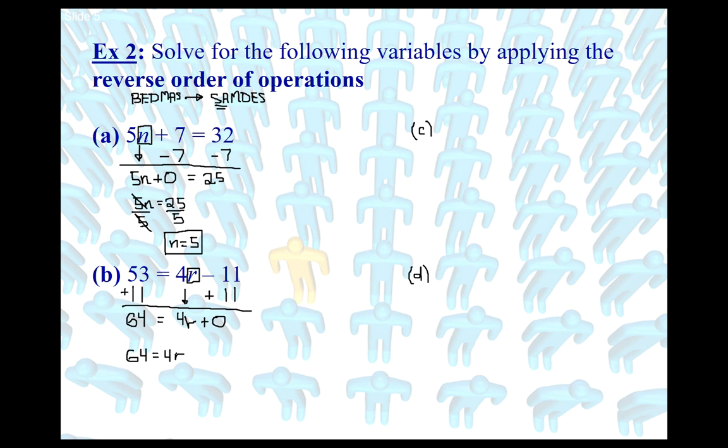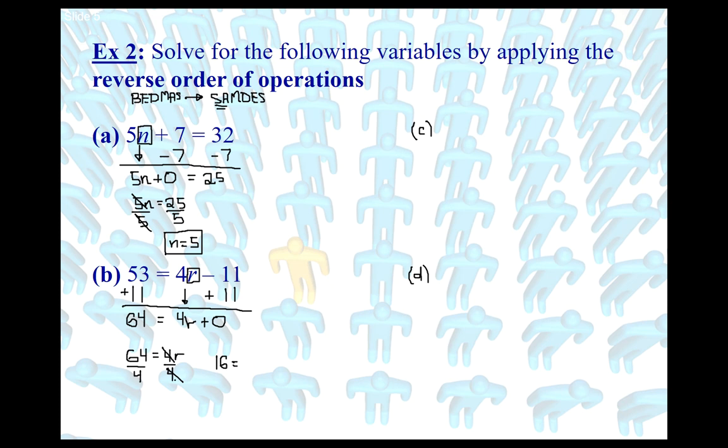Okay, how do we get this r isolated now? Well, it's being multiplied by the variable. So the opposite operation of multiplication is division. So we're going to divide both sides of the equation by 4. Divide 4, divide 4. 64 divided by 4 is 16.